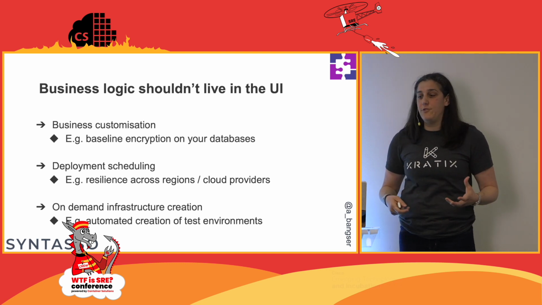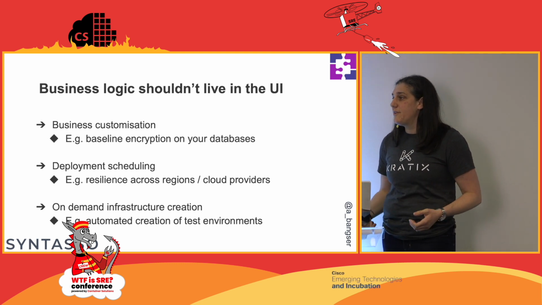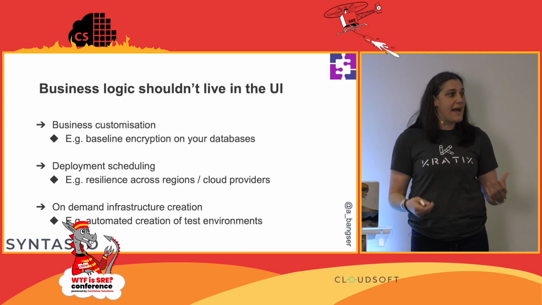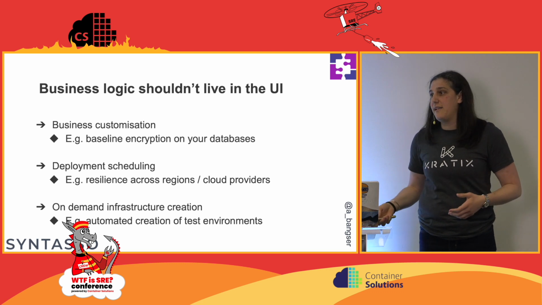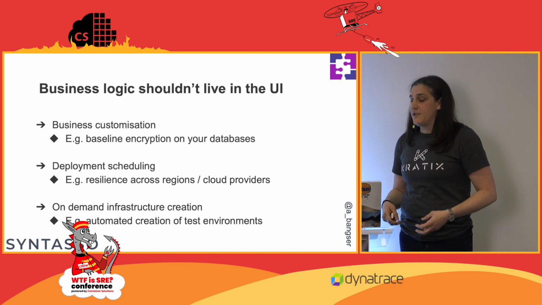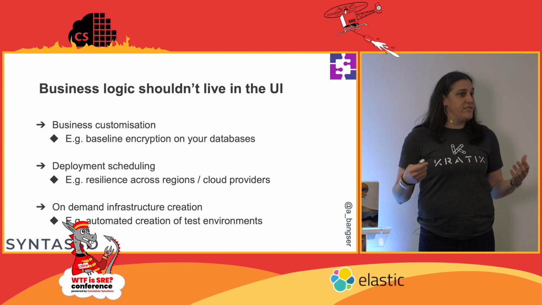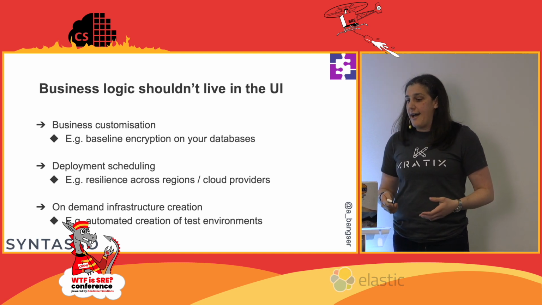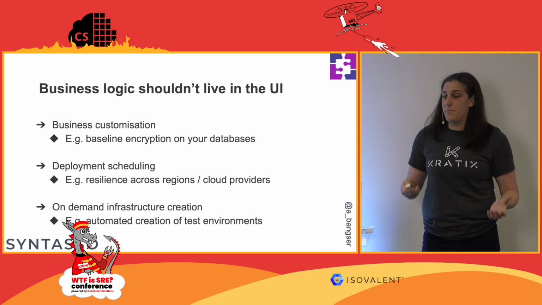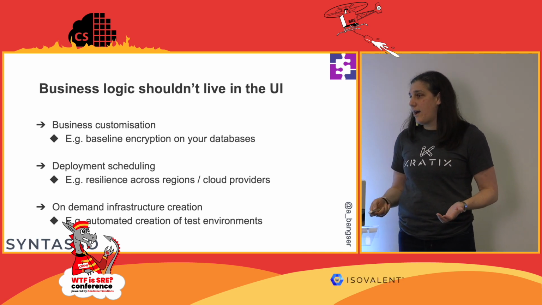You need to look at how you deploy and schedule things. This is part of your business logic. If you want something to be reliable, you may go across regions or even cloud providers. How you do that is part of your business logic. Creating on-demand infrastructure. What does a test environment look like? What size is it? What does it look like? And how do you get one? That's part of your business logic of creating a platform. And that shouldn't live in the UI.